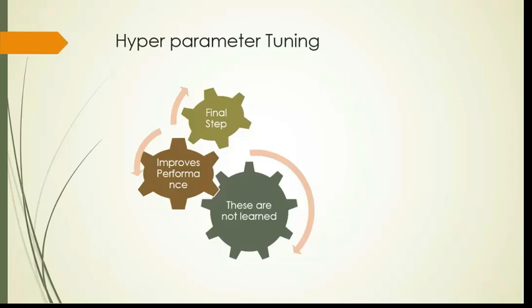So coming to hyperparameter tuning, this is the final step before you deploy your machine learning model. Before you predict on your test data, you do some hyperparameter tuning so that it gives you good performance. It improves performance because your parameters are being tuned, and these hyperparameters are not learned by the model. Okay, so what's next?